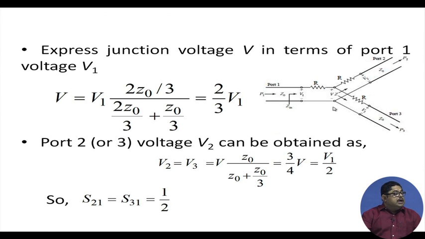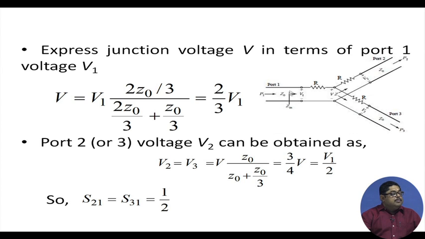Now, this junction voltage in terms of port 1 voltage you can easily write, if this is V1, this will be R plus this one is small z by 2. So, if you do that, you can easily relate V and V1 that we have done here. So, V is equal to 2/3 V1. Similarly, if you call this voltage V2 and this voltage V3, obviously from symmetry V2 and V3 will be same, and that value we can say will be V1 by 2. So, once we have this, we can easily write what is S21.